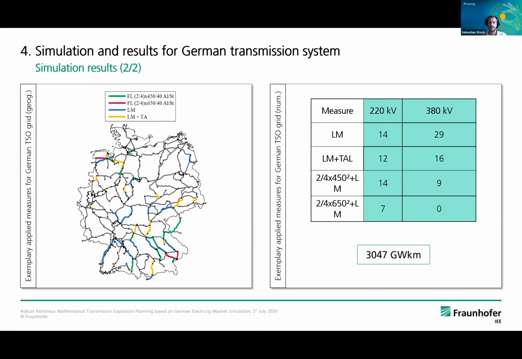Yeah, and on the right-hand side, there is the numerical representation of the results. So at the end, we have introduced an integral number. The unit is gigawatt kilometers. So this is one number with which you can measure how much expansion is applied on the network. And here we have around 3,000 gigawatt kilometers installed for this example.